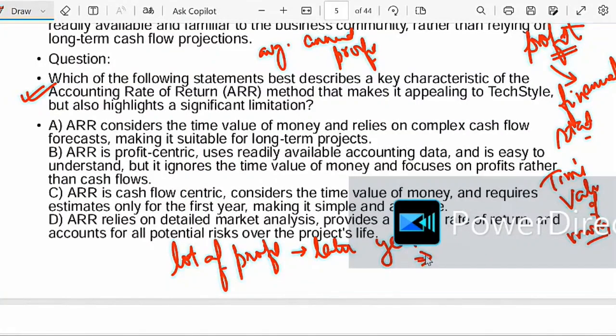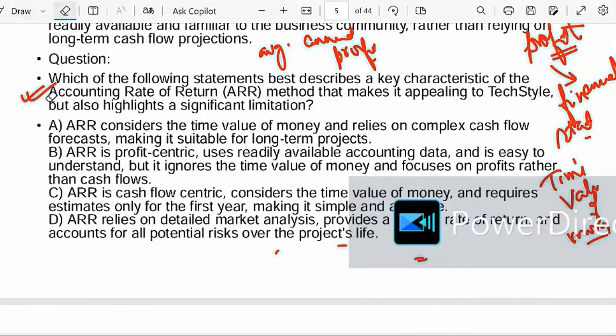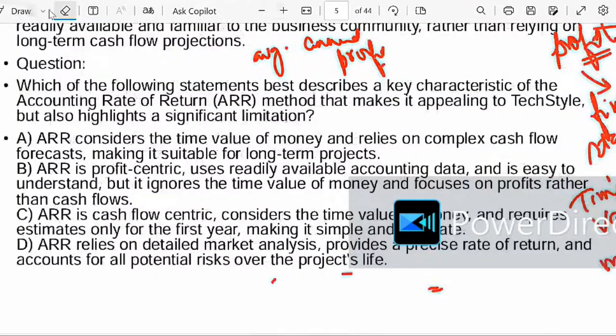So let's go through the options. Any answer from your side? Which option do you think is correct? Any answer about ARR? What do you think is the correct answer here? So let me explain. Let me go option by option.